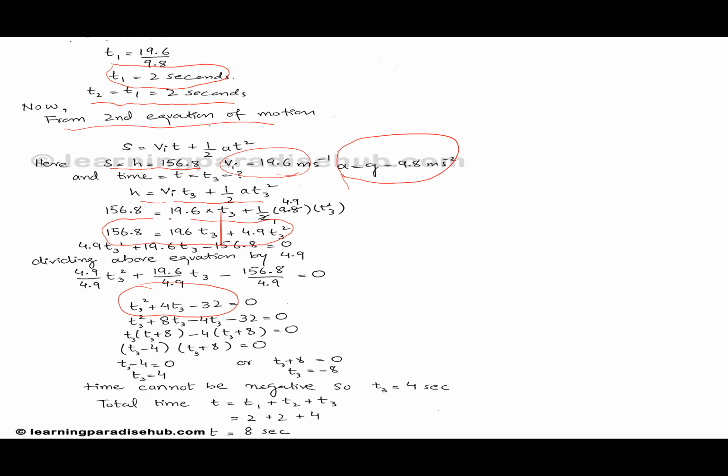Dividing this equation by 4.9, you will get the simplified form, which is this one. Then by factorization, you will get T3 is equal to 4 seconds, or T3 is equal to minus 8. Negative time is not possible, so T3 is equal to 4 seconds. So the total time is equal to T1 plus T2 plus T3, which is 8 seconds.